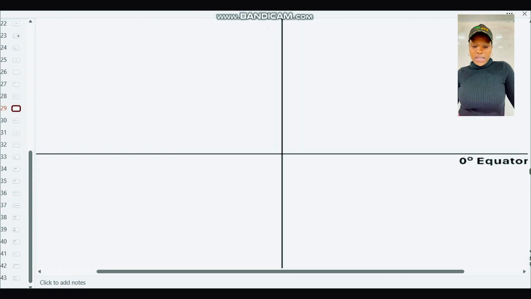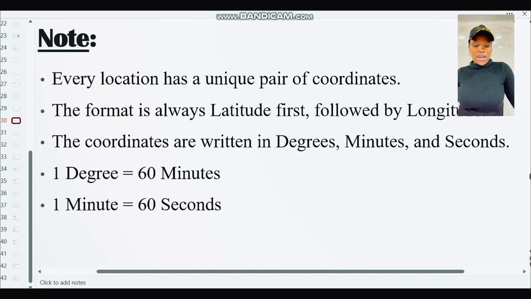The Greenwich meridian is a line that runs from north to south, and the equator is a line that runs from east to west. Note that every location has a unique pair of coordinates. The format is always latitude first and longitude last. The coordinates are written in degrees, minutes, and seconds. 1 degree is equal to 60 minutes, and 1 minute is equal to 60 seconds.